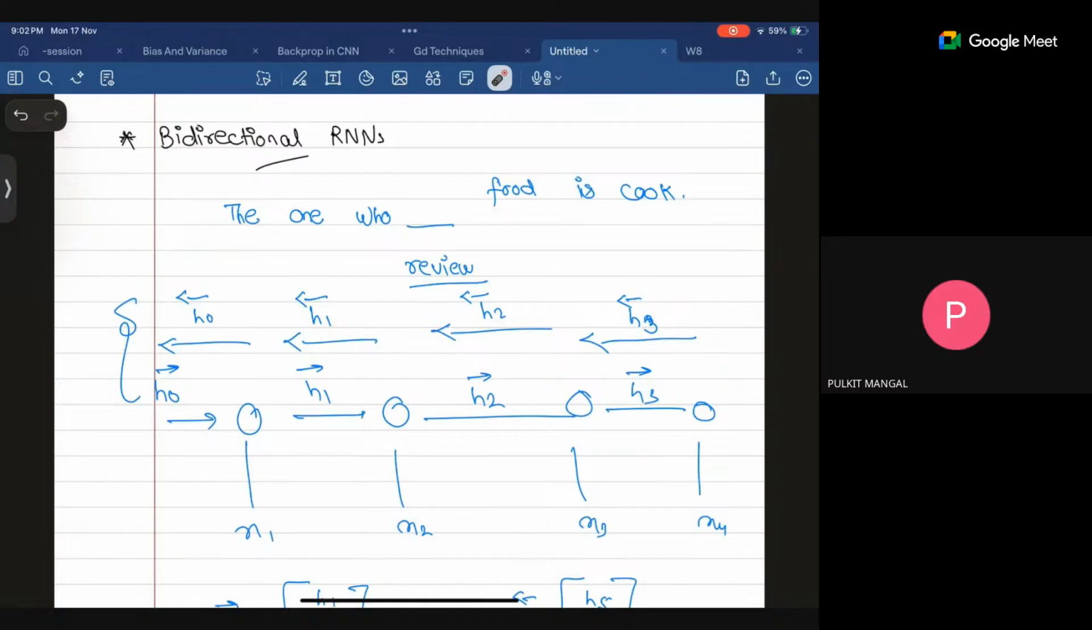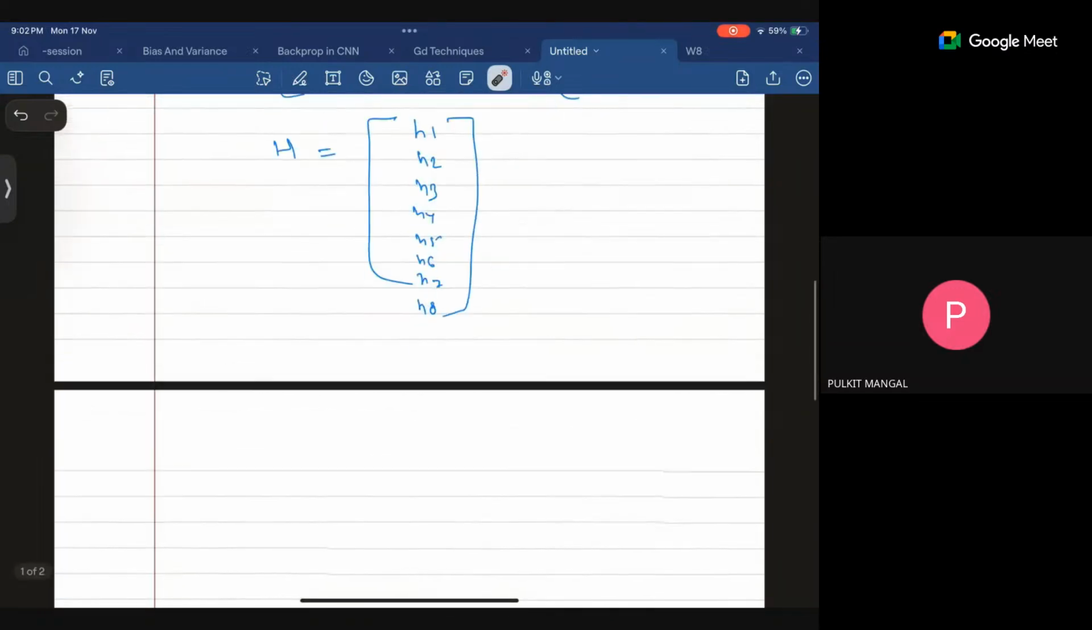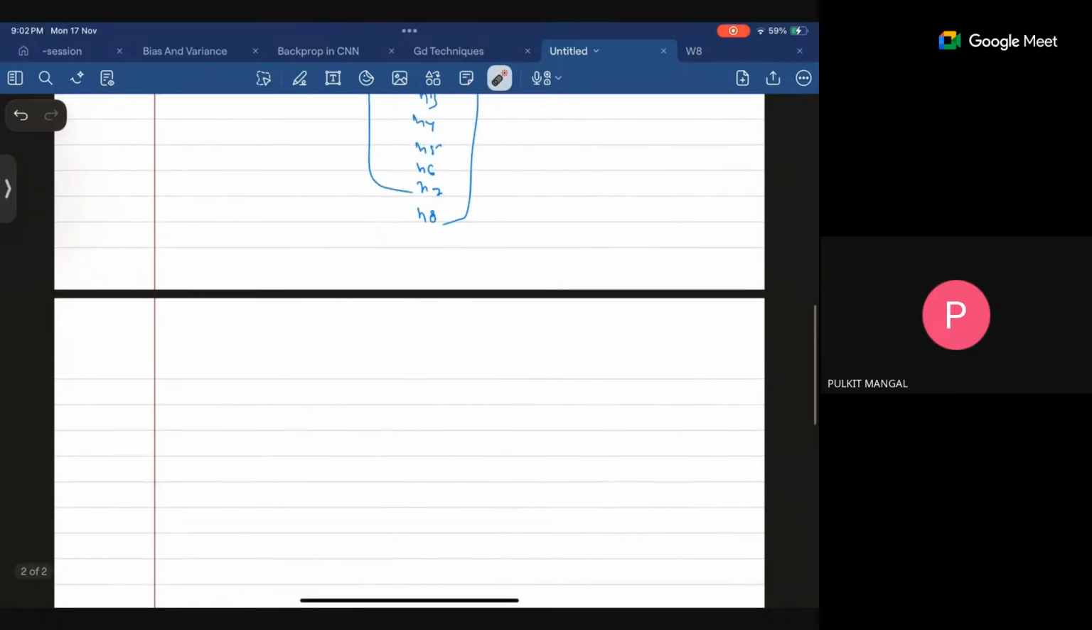Clear? Now, number of parameter calculation for bidirectional RNN. Again, the parameter sharing will be there. But let's see. In the simple one, what we use.